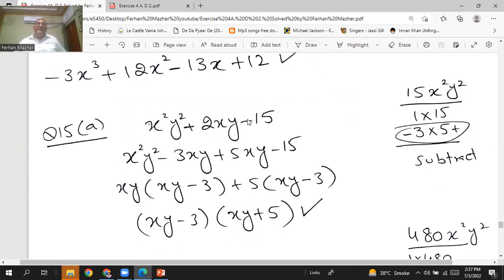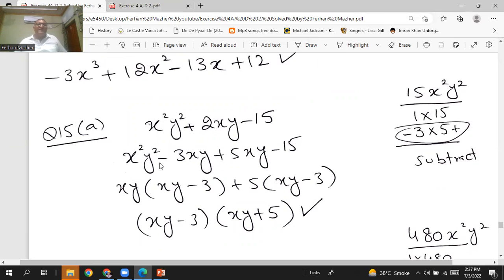With the third term, you have negative sign. So I will write here subtract. So I will choose that pair, which by subtraction will give me 2. So that's 3 and 5. Because you want positive 2, with the larger number, I will put positive sign. With the smaller number, I will put negative sign. So I will do the midterm breaking: x squared y squared minus 3xy plus 5xy minus 15.